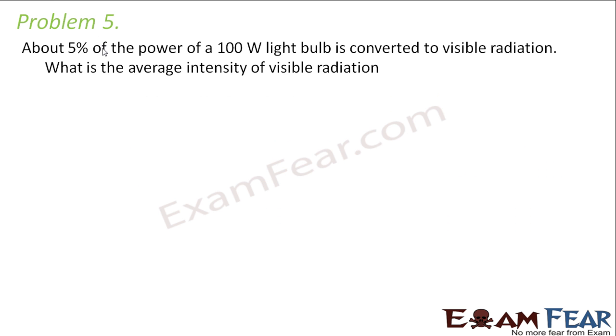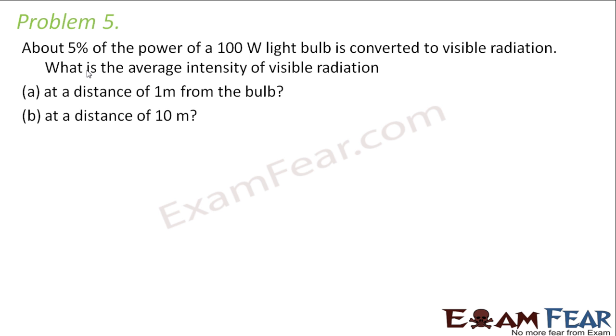Let's look at problem 5. It says that about 5% of the power of a 100 watt light bulb is converted to visible radiation. What is the average intensity of visible radiation at a distance of 1 meter from the bulb? Let us suppose that this is the bulb. This bulb will give radiation in all directions, right?